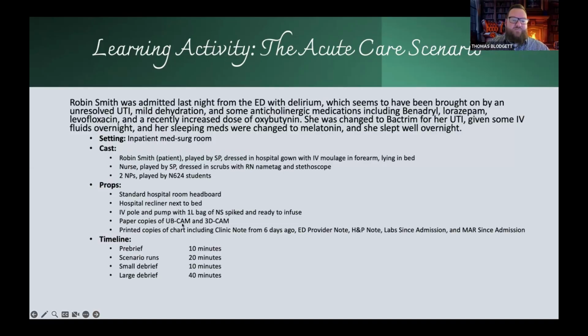You can see the props that are listed here. So they're given a copy of that urgent care note. They're also given a copy of the ER provider note, so they can see what the ER provider thought when they came in. The hospital medicine H&P, so their admitting note, and then they're also given printouts of labs and the MAR, so the student can see what was given and what their labs look like. And it's the same timeline for the acute care folks as for the primary care folks.